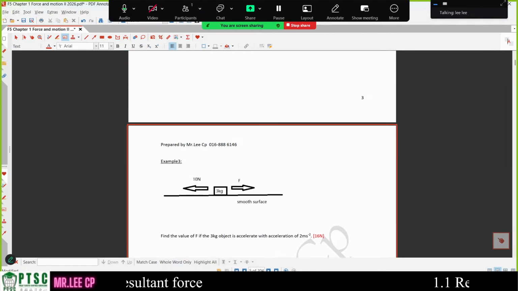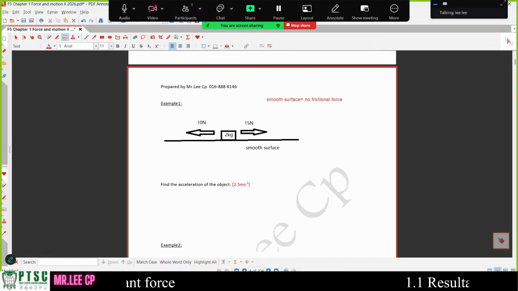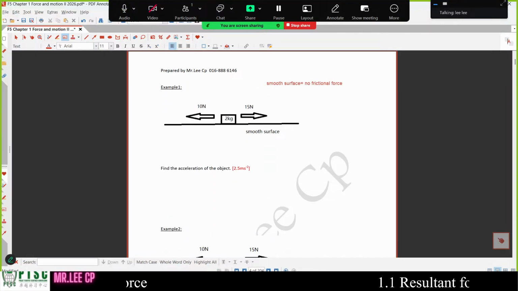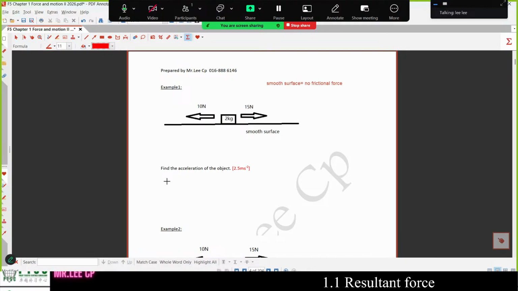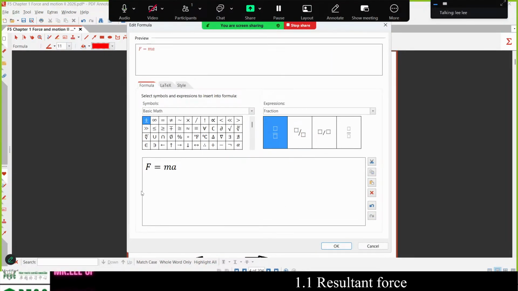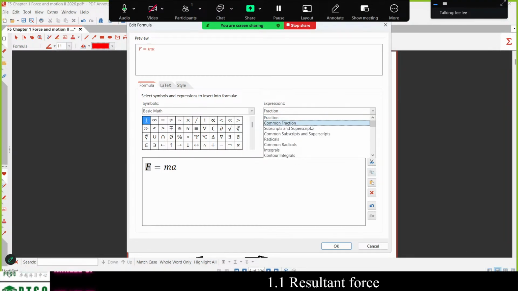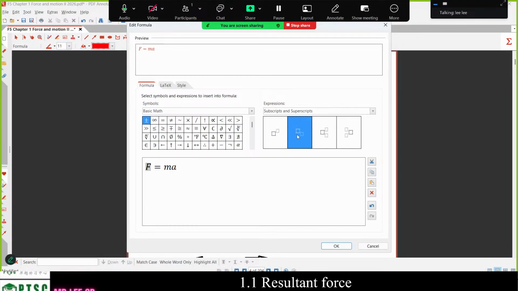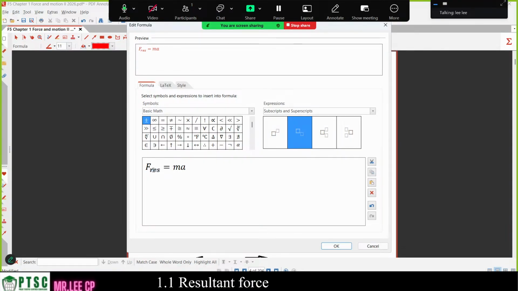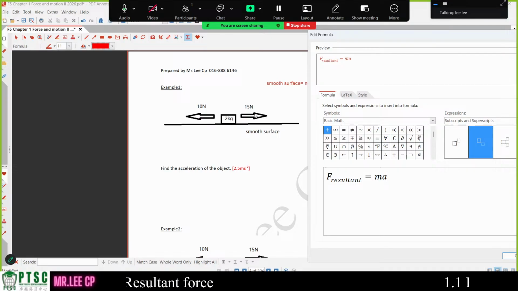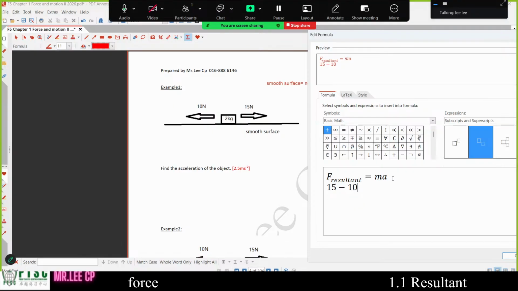So now we see the easy one without frictional force. First of all, what you need to do is F is equal to ma. So what is this F? This F we can call the resultant force or net force, like what I told you. Normally I am not going to write resultant here, but for the first one we are going to write resultant force is equal to ma. So what is the resultant force here? It is 15 minus 10, big minus small.